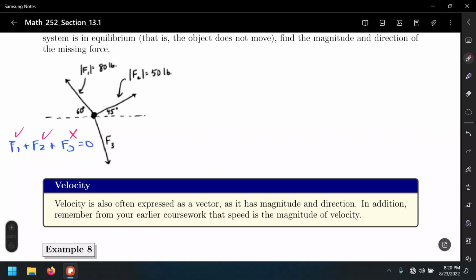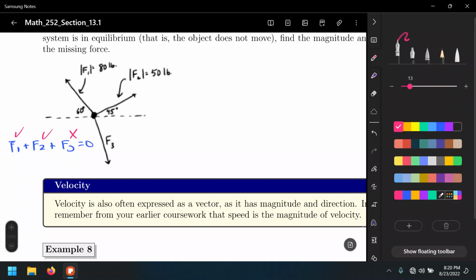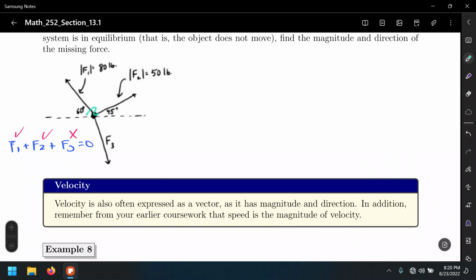I know it's very tempting to write for F1 80 times the vector, or rather, 80 times cosine 60, sine 60. But be careful, because recall that this force right here is relative to the horizontal, to the positive x-axis, right? And in this case, 60 to 180, the remaining should be 120 degrees. And the 45 is still 45, that's fine because that's in the first quadrant. So no issues at all when we have our vectors in the first quadrant, okay?